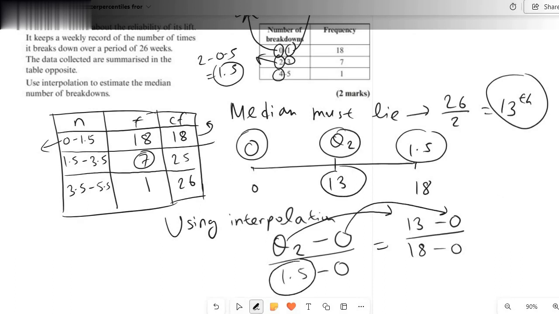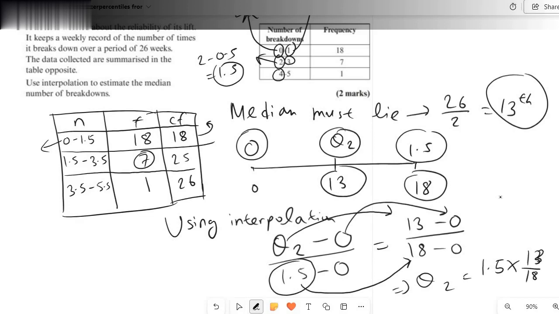Then for the class boundary 1.5, the corresponding frequency is 18 here, and then subtract it with 0. So we can find Q2 being equal to 1.5 multiplied with 13 divided by 18, which gives us approximately 1.08 number of breakdowns. And this is our answer.